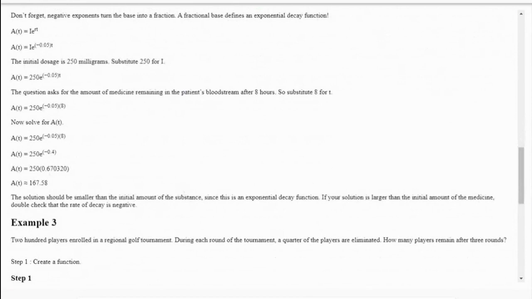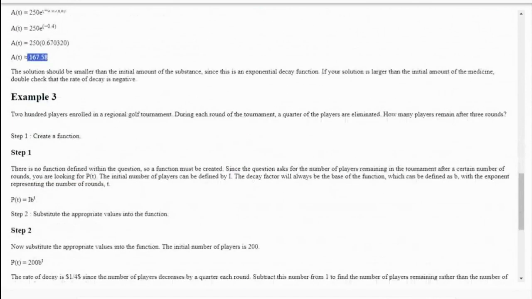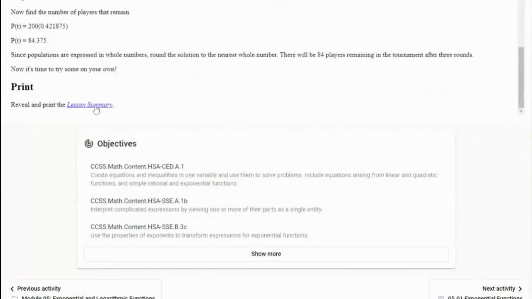So they calculate that, and it's down to 167 milligrams. So those are calculations that they do use in the medicine field: pharmacists, nurses, doctors, etc. Let's see, this is using a golf tournament. So lots of examples there, but here's the lesson summary.